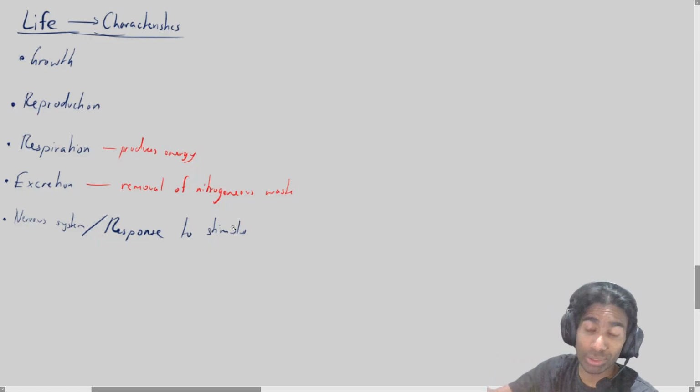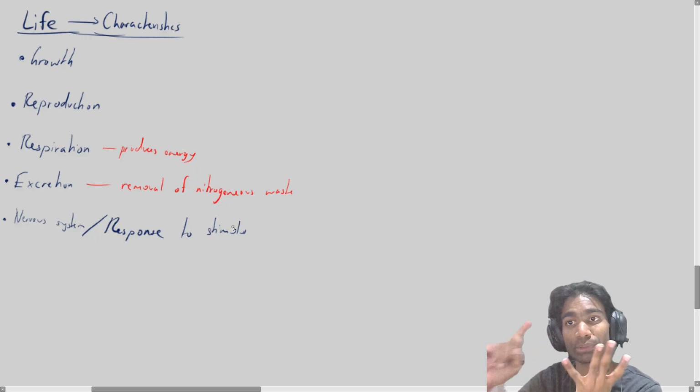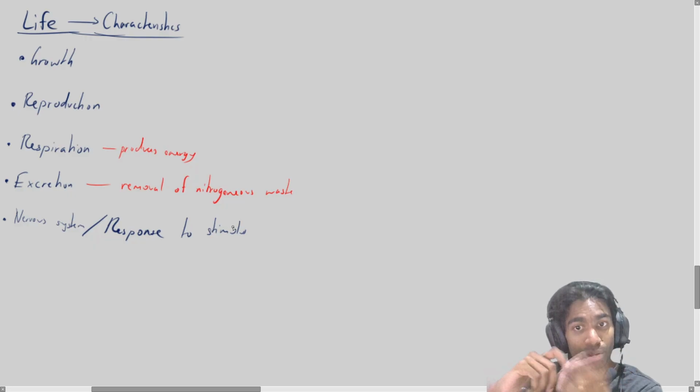And this is typically what organisms should have. So again, they should be able to grow, they should be able to reproduce, they should be able to respire, they should be able to excrete, meaning they should be able to throw out nitrogenous waste, and they should be able to respond to stimuli, or in other words, they should be able to have a nervous system.